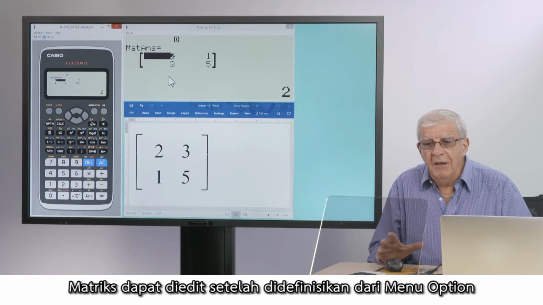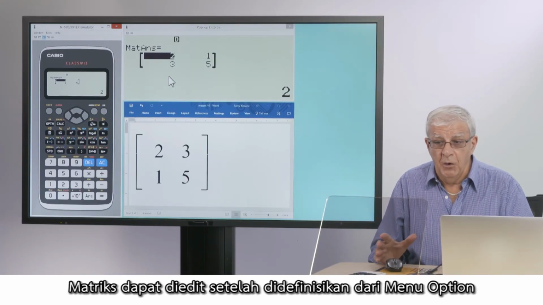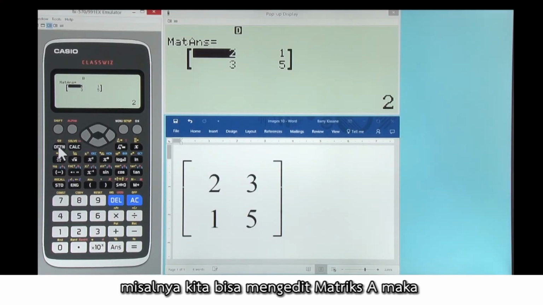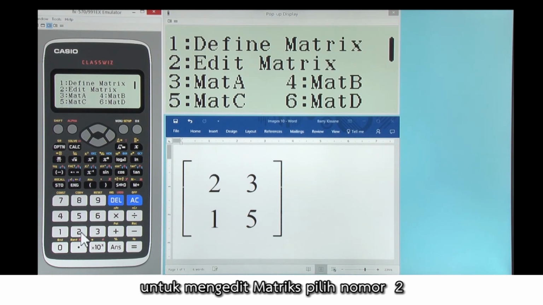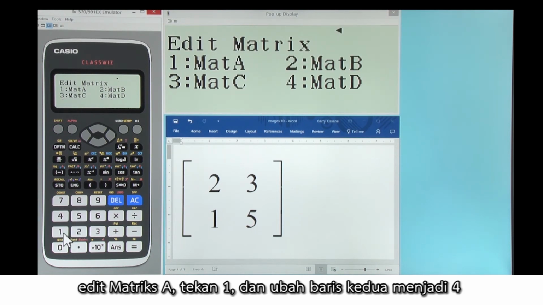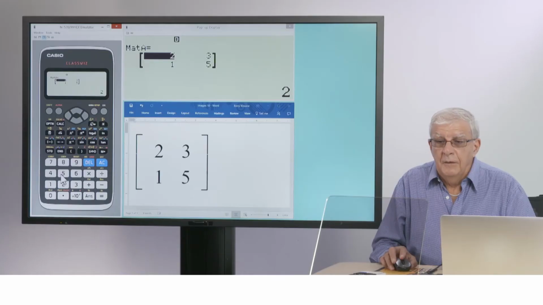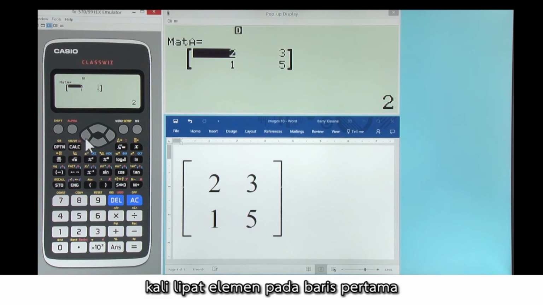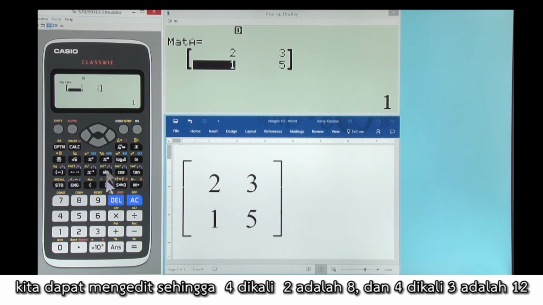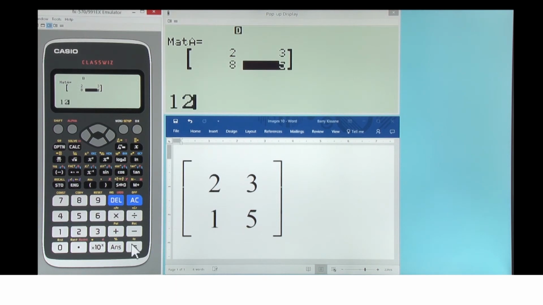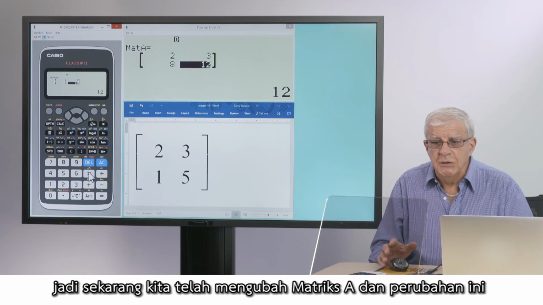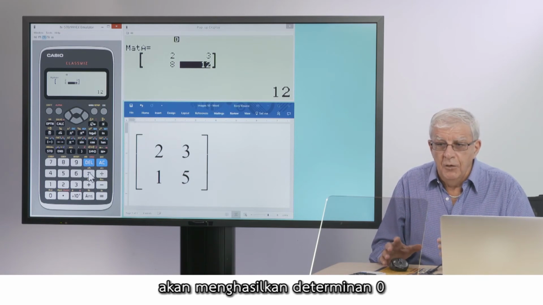A matrix can be edited after it is defined from the option menu. For example, we could edit matrix A. Let's look at the edit matrix as number 2. Edit matrix A, number 1. And change the second row to be 4 times the elements in the first row to illustrate how we can edit. So 4 2s are 8 and 4 3s are 12. So now we've changed matrix A, and this change will result in a determinant of 0.